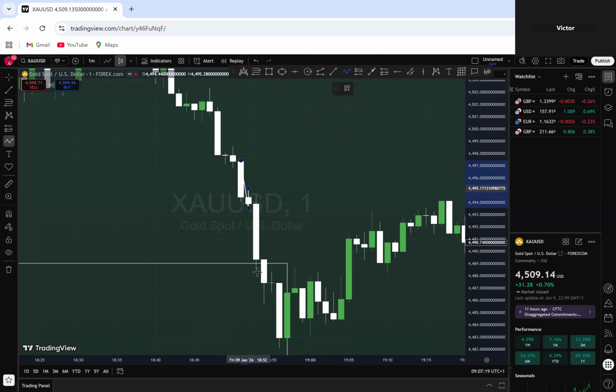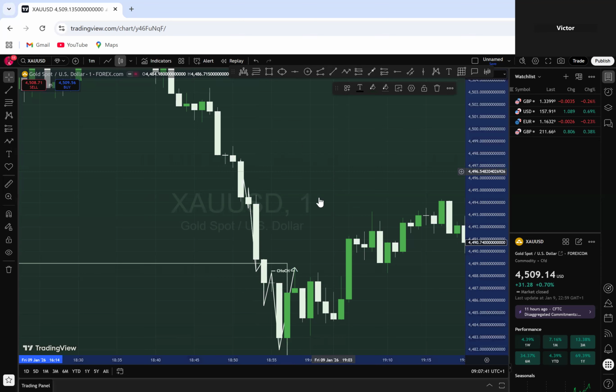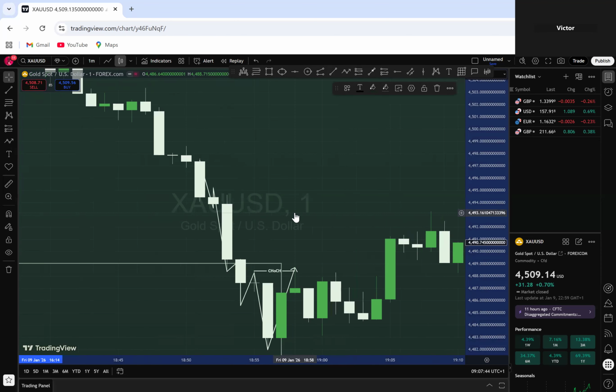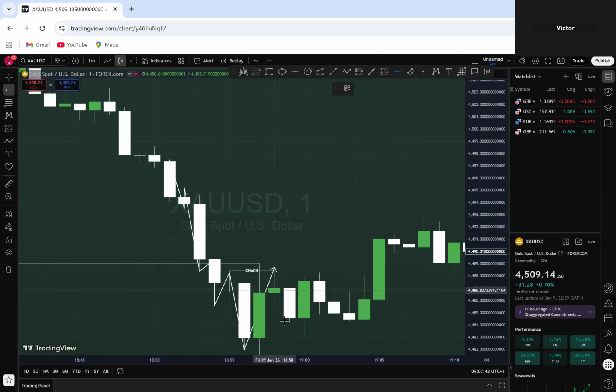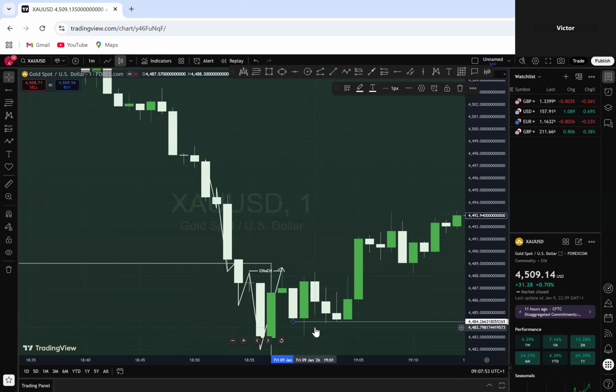We have this drop here, went back, and then market dropped all the way, came back, and then gave this change of character here. So we have that change of character here, which is this. And then we have this wick here as an engineered liquidity. That was how I interpreted it.